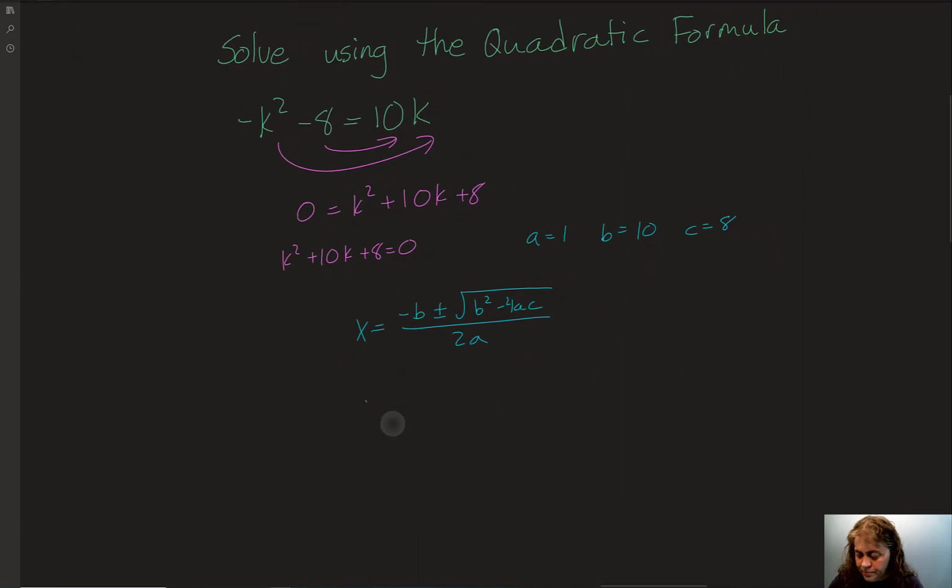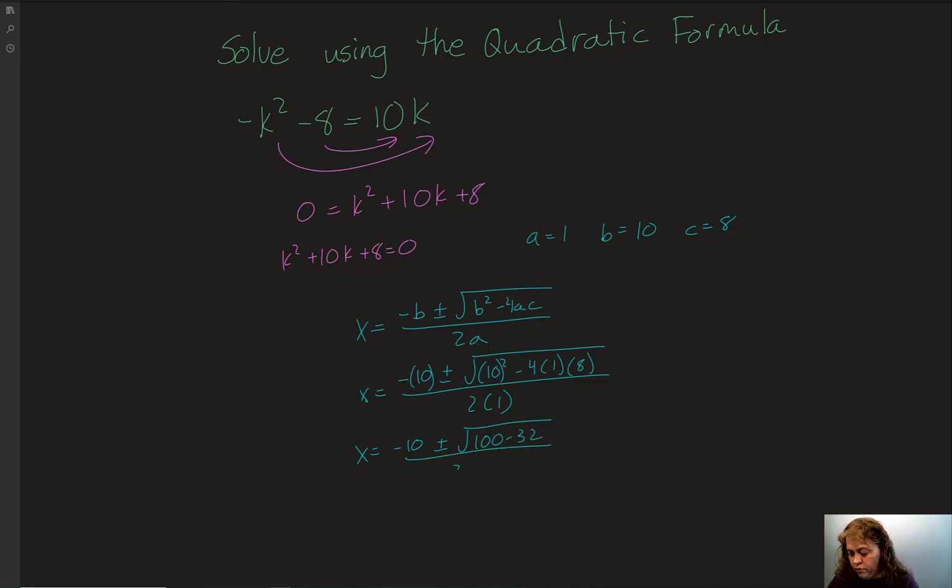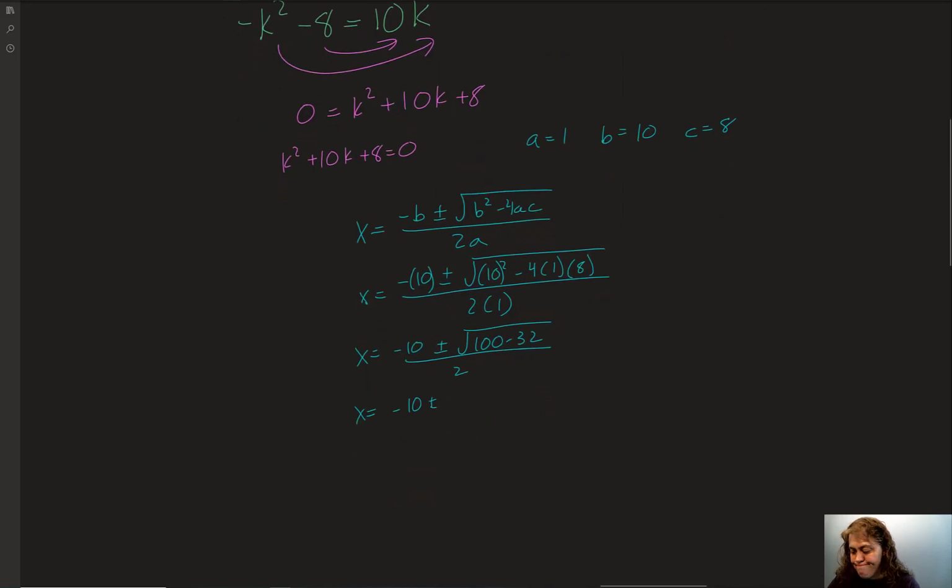All right, let's plug in our numbers. So x is equal to negative 10 plus or minus the square root of 10 squared minus 4. Technically, we should be putting these things inside parentheses. 4 times 1 times 8, all over 2 times 1. So x is equal to negative 10 plus or minus the square root of 100 minus 32, over 2. x equals negative 10 plus or minus, 100 minus 32 would be 68, over 2. Oh, gosh darn it. 68 is not a perfect square.